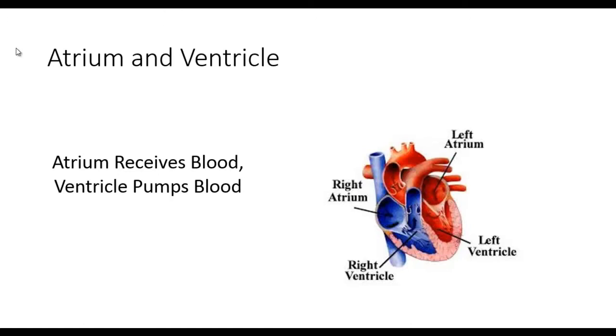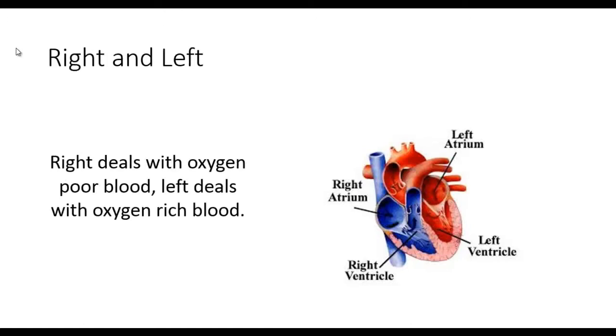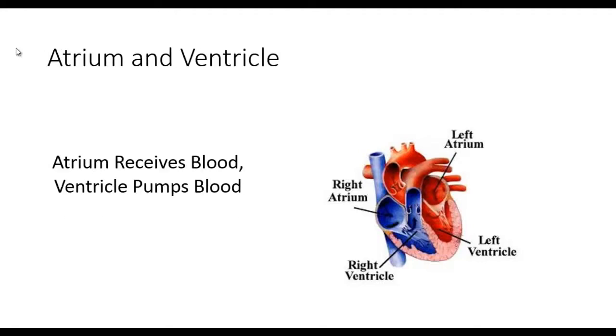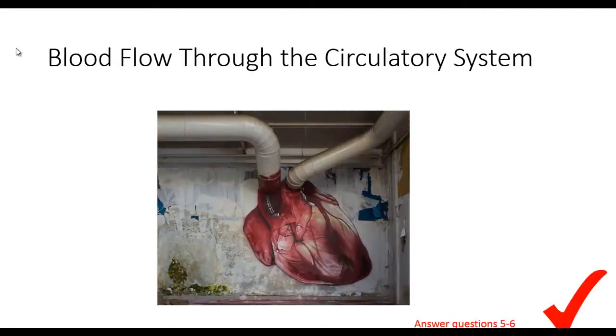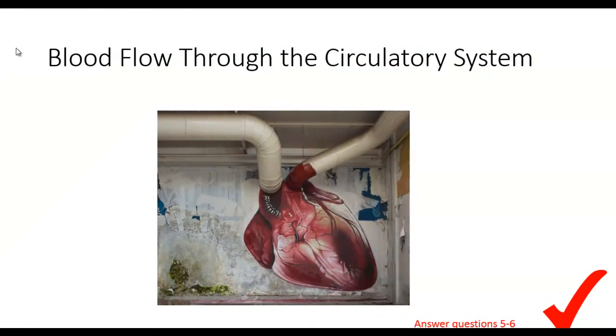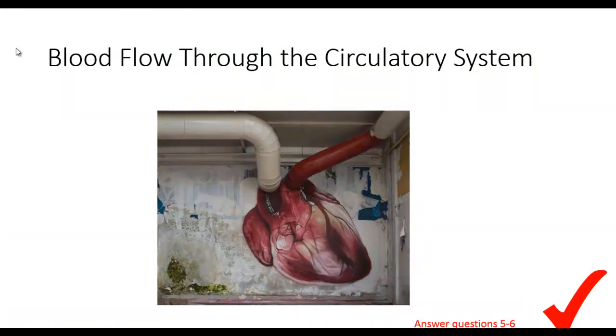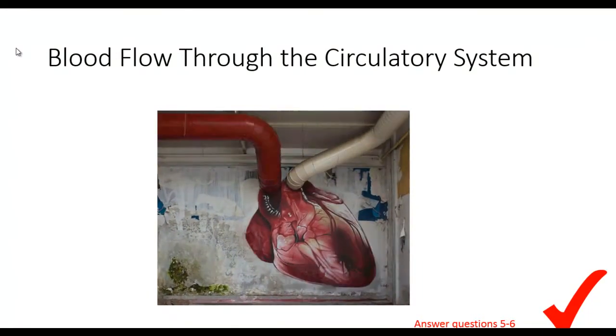Okay, so right deals with oxygen poor, left oxygen rich. Atrium receives, ventricle pumps. Okay, so we're just talking about blood flow through the circulatory system. I thought this was kind of a cool picture.